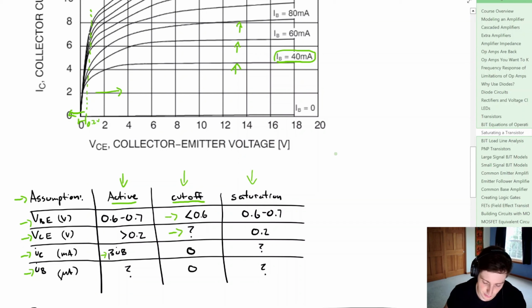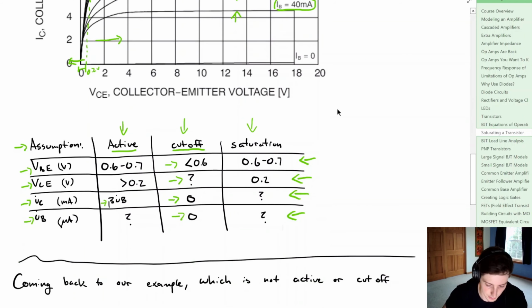We don't know what VCE is, probably what we're going to have to find, and we assume that IB and IC are equal to 0. Now if we're in the saturation region, VBE again is 0.6 to 0.7 volts. We make the assumption that VCE is 0.2 volts. We usually have to find the collector current or the base current or the gain.